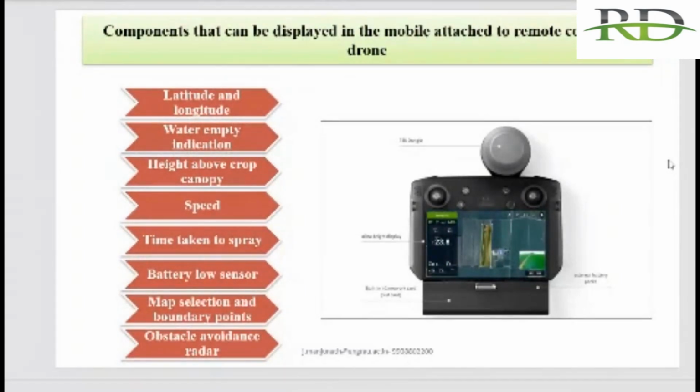That is one of the radar functions, obstacle avoidance. If there are poles, plants or buildings, the drone will automatically stop one meter before the obstacle. That is the radar, and it is important that the radar is kept especially in the drone. Next.